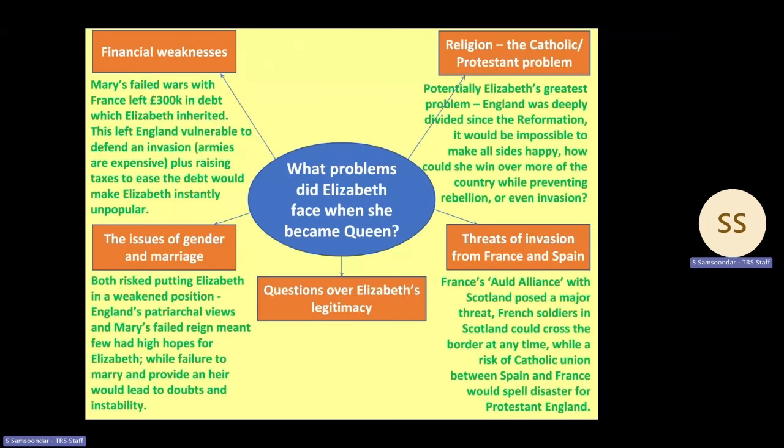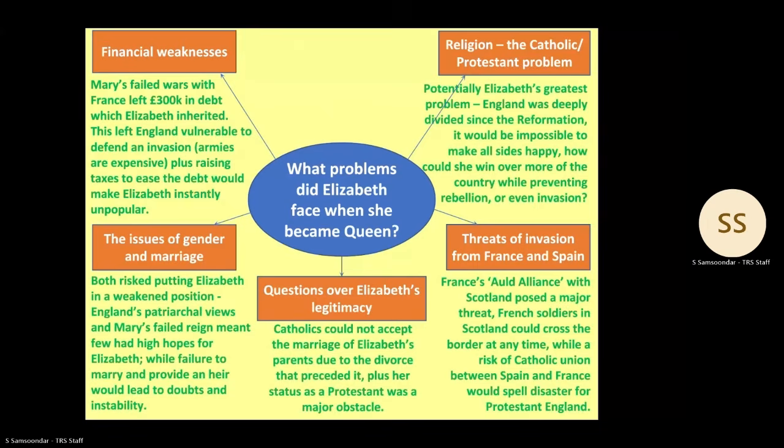Lastly, you've got legitimacy. This very much links in with religion. So essentially, Catholics do not accept Elizabeth's right to be queen because she's Protestant. If you remember, her father, Henry VIII, divorced his first wife, the Catholic Catherine of Aragon, to marry Anne Boleyn. To achieve that, he changed the religion of the country in the Reformation from Catholic to Protestant.